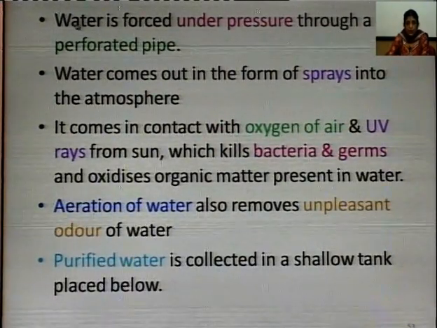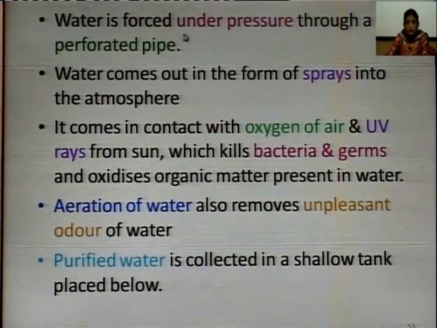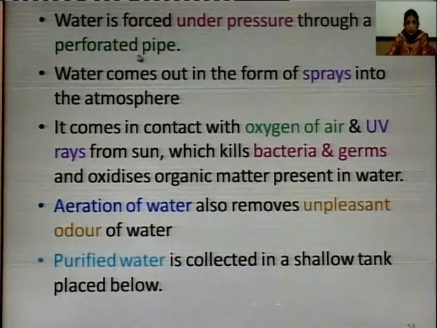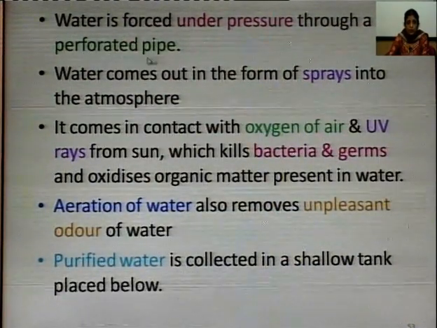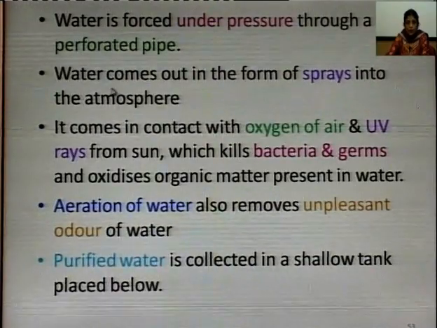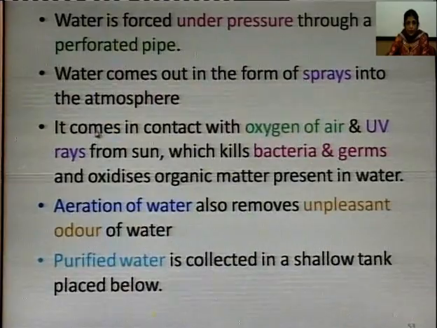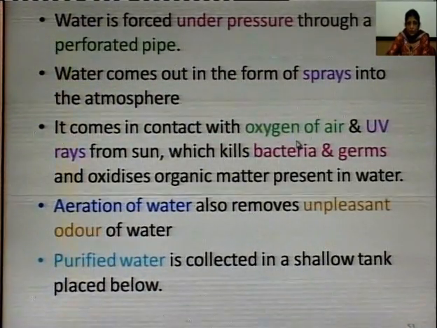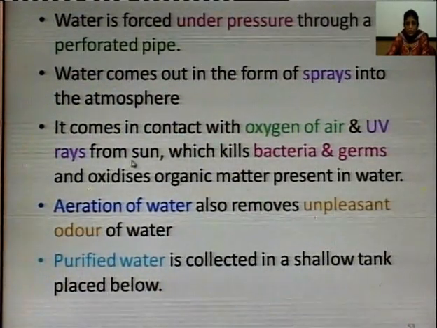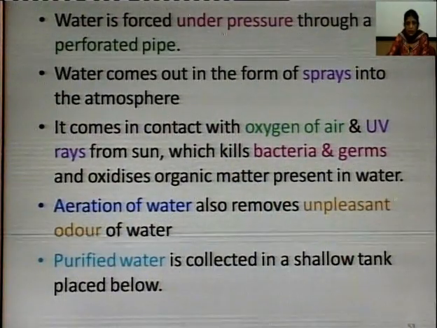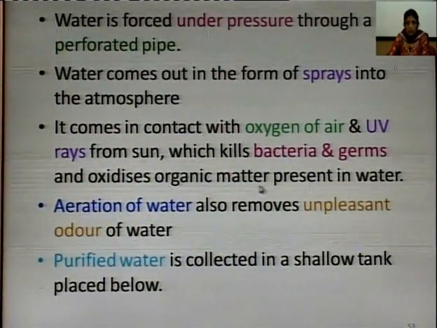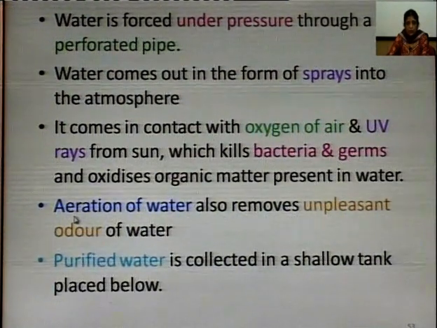So, we can have a look at this method. Water is forced under pressure through a perforated pipe. Perforated pipe means a pipe which has holes. Water comes out in the form of sprays into the atmosphere, and it comes in contact with oxygen and UV rays of the sun, which kill bacteria and germs and oxidize organic matter present in water.